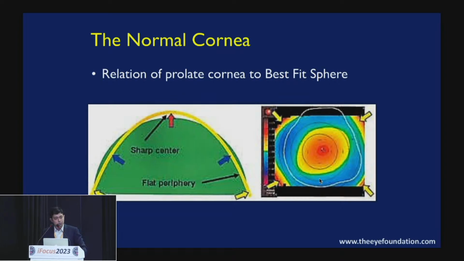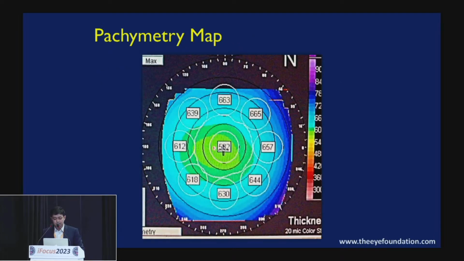Generally, because the cornea is prolate, you would have the center which is steepest and the periphery which becomes flatter and flatter as compared to the best fit surface. I'll explain a little bit more about BFS when we go into Pentacam, because that is where a lot more variability is possible. In pachymetry, again, it's a very easy map to read.